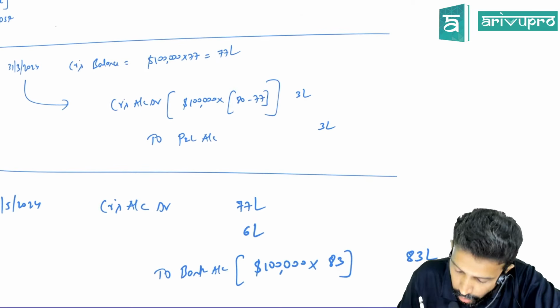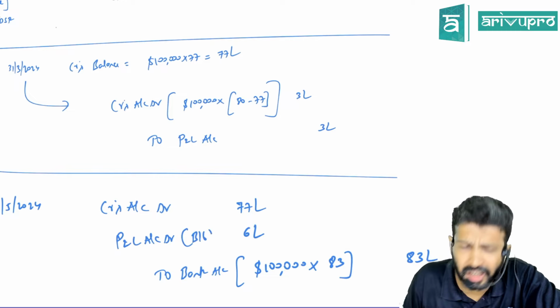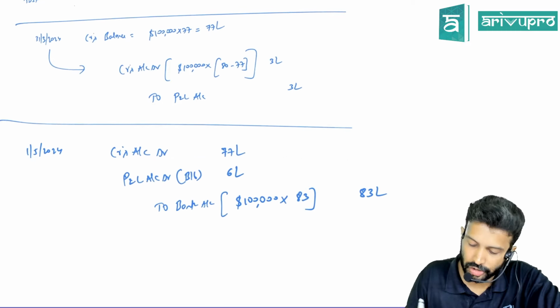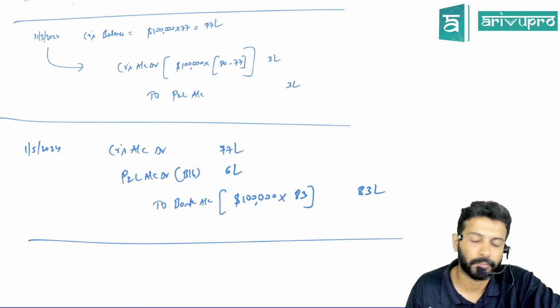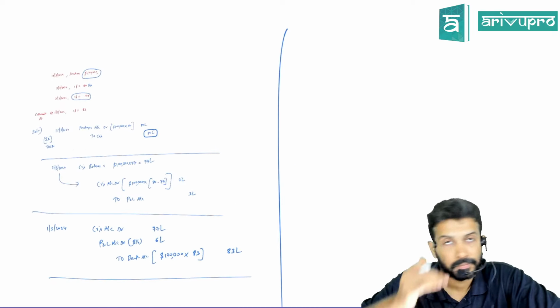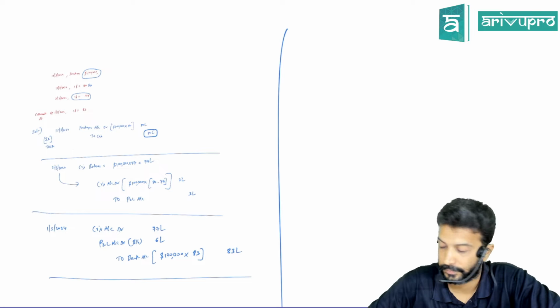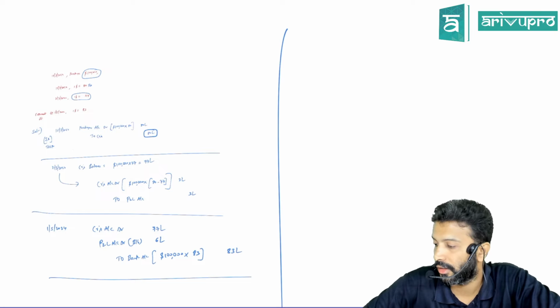So where will this go? P&L account. You can calculate or arrive at it as a balancing figure. It's all right. Can I come back to the chart?